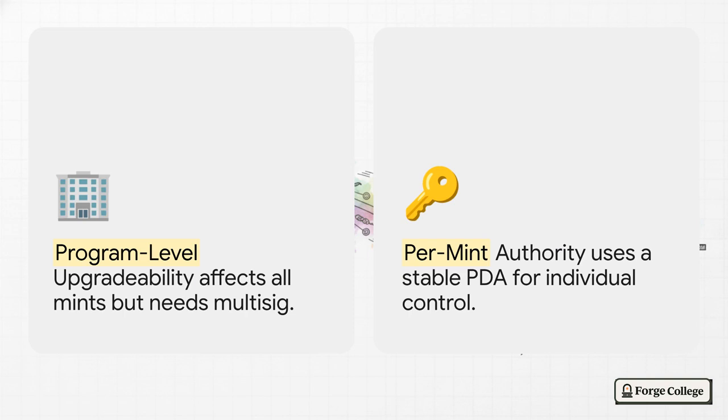Do you want program-level upgradability? This means you can update the shared program binary, which instantly affects all mints relying on it. But keep in mind, this is highly centralized and usually requires a strict multi-sig or governance structure, so people actually trust it. Or do you want per-mint authority, where you have a stable PDA controlling each individual mint? This gives you granular control, but it definitely changes how you manage your keys across a massive collection.